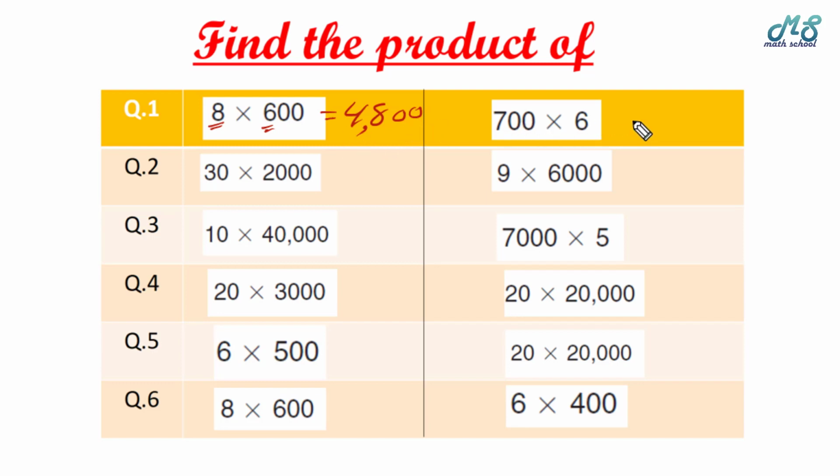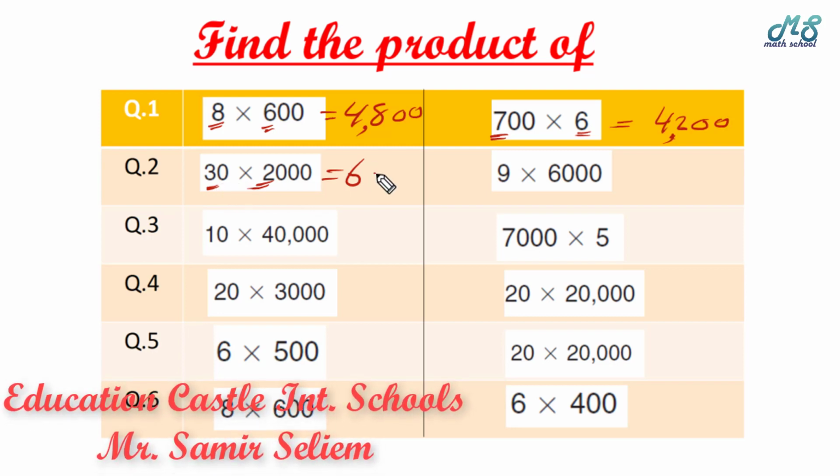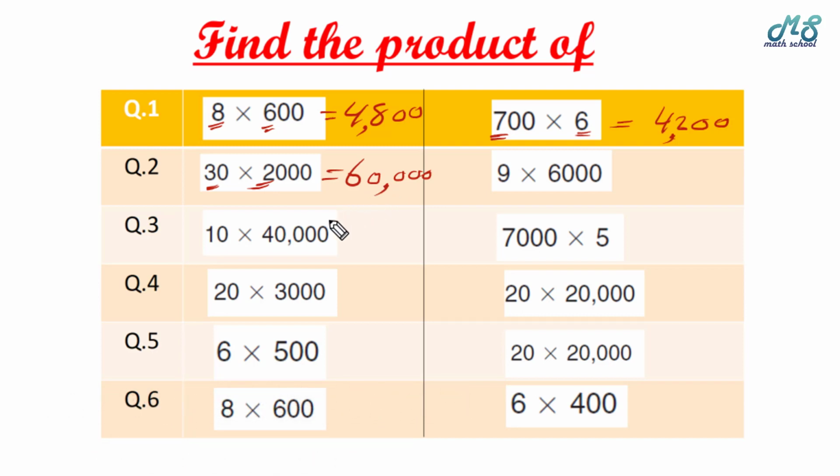700 times 6. 7 times 6 equals what, guys? Yes, equals 42. And drop double zero, so it will be 4200. 30 times 2000. First, 3 times 2 equals what? Equals 6. How many extra zeros do we have? We have 4 zeros. Write 0, 1, 2, 3, so it will be 60,000.